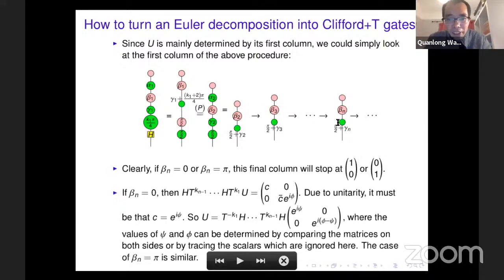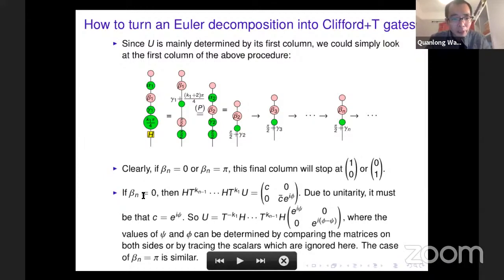And so it is clear, you can see that if beta n is 0 or pi, then this will be fused with the red nodes and then copied, and the angles don't matter, and then the procedure will stop at (1, 0) or (0, 1). It depends on whether it is 0 or pi.